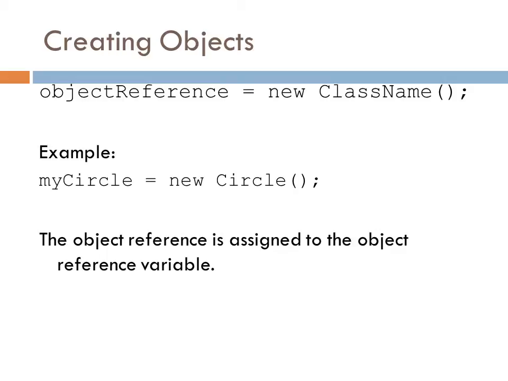After creating a reference variable, we can initialize that reference variable to a particular object of the same class type. In order to create an object, we use the syntax like this: object reference is equals to new class name. Here new is an operator to create an object dynamically during the execution of the program. Here our example is circle, so myCircle is equals to new Circle. So the object reference is assigned to the object reference variable.